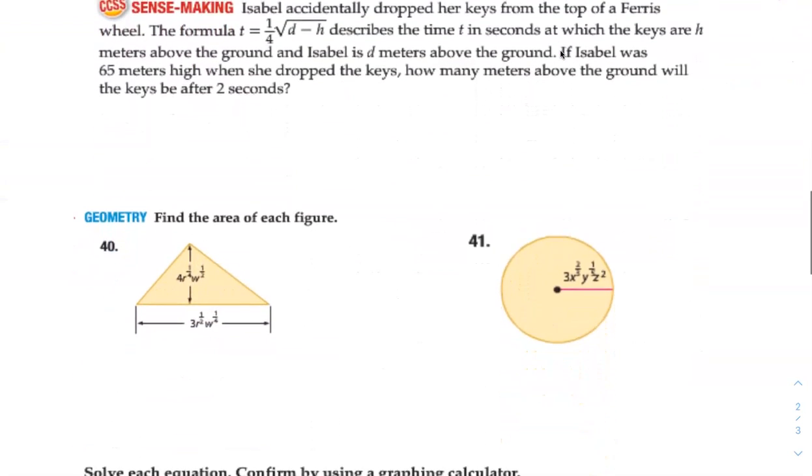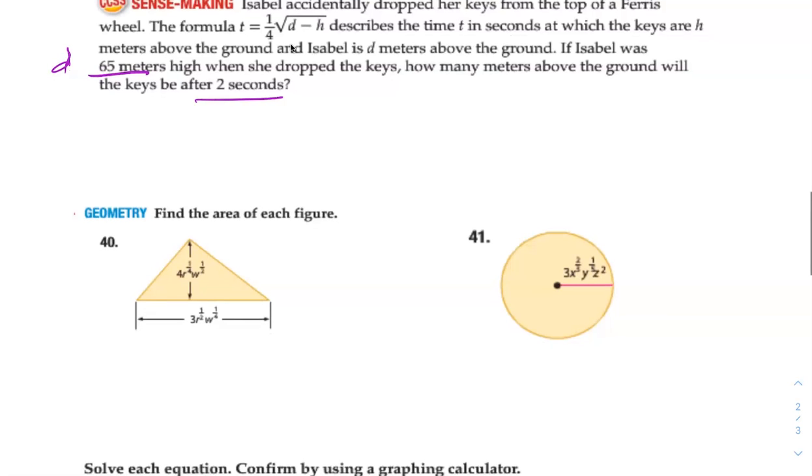Next one. Isabel accidentally drops her keys from the top of a Ferris wheel. The formula t equals 1/4 square root of d minus h describes the time in seconds at which the keys are h height in meters above the ground. Isabel is d meters above the ground. So Isabel is d, that t is time, and h is the keys. Okay. If Isabel was 65 meters high, so that's your d, when she drops the keys, how many meters above the ground will the keys be after 2 seconds? So that's my time.